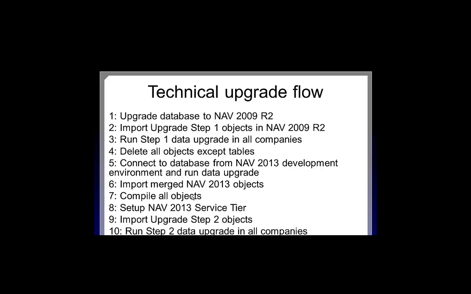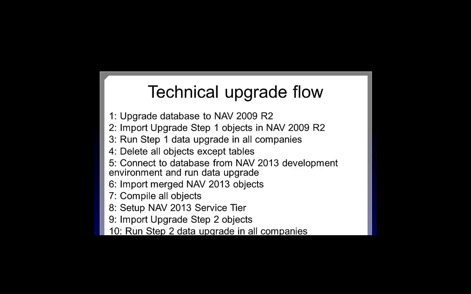Then you import your new objects, you compile them, and then you set up a service tier, because the development environment can't execute code any longer. So to execute the upgrade toolkit, you need to have a working service tier. And you basically need to have menu suites that are operational, because if they won't compile, the service tier won't start. That's why I said up there, you need to have your 2013 objects of your customers working before you can do anything. You can't run step 2 before you have actually working objects, or semi-working objects at least. So yeah, then you run it, and then you run the dimension upgrade.